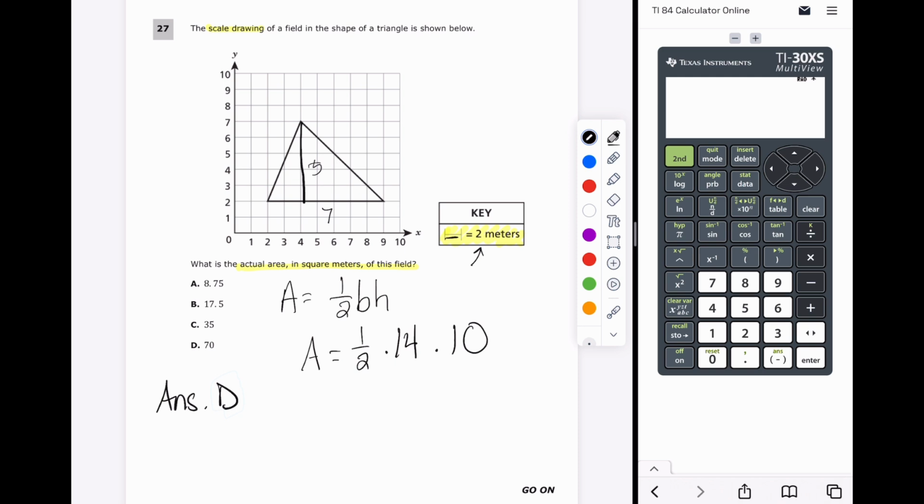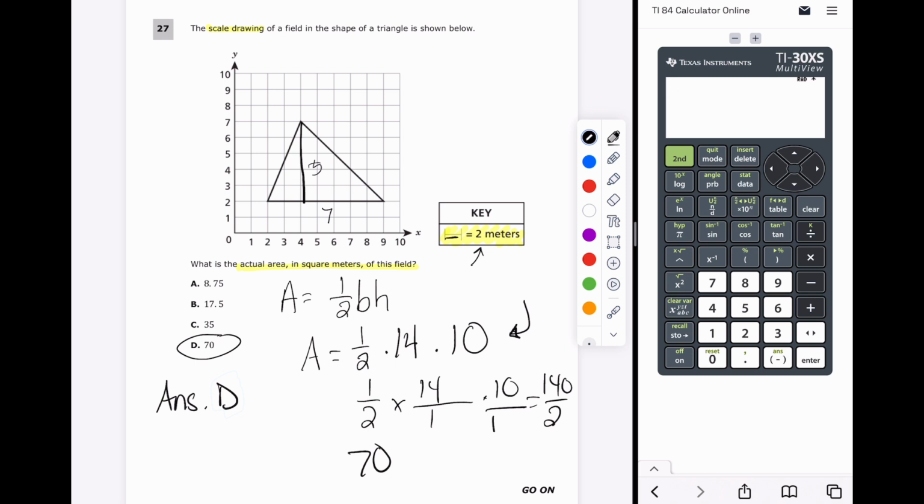All right, so we can multiply this out now. So I have 1/2 times 14 over 1 times 10, which is 140 over 2, which is 70. So that's one way. And in this way, I actually made the conversion first.